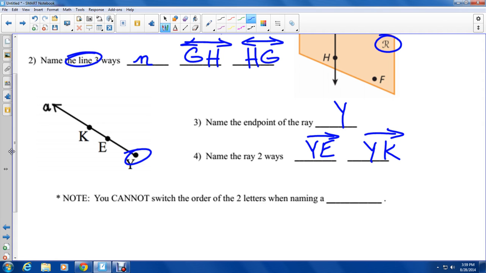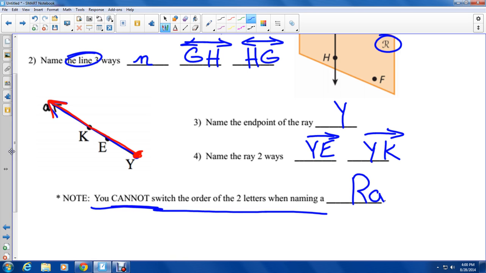If you said EK, you're sort of shortening the ray to going from here to here. You're forgetting this. So we were asking you to try to name the entire ray 2 ways. So you're going to go from Y towards E and continue. Or you're going to go from Y towards K and continue. And they're essentially the same ray. You're just overlapping. All right, so it says here you cannot switch the order of the two letters when naming a ray.